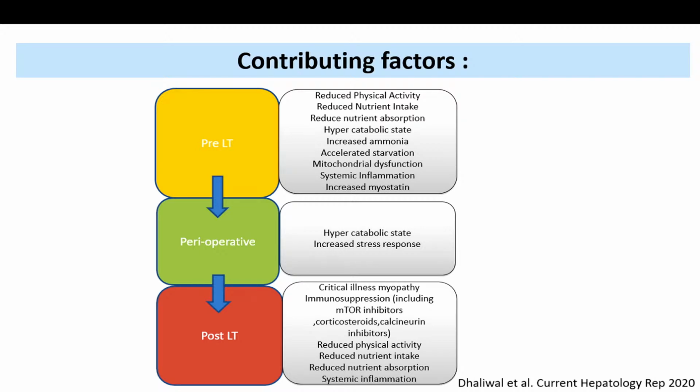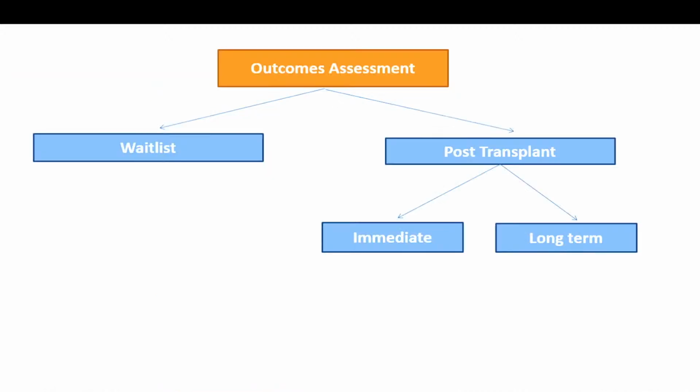If you are frail, you have these problems, and if you have these problems, you are more likely to be frail and sarcopenic. For example, in the post-transplant period: critical illness, myopathy, the immunosuppressive drugs, corticosteroids, CNIs, reduced physical activity, reduced nutrient intake, reduced nutrient absorption, systemic inflammation. All these factors contribute to the patient having a very bad situation and making them sarcopenic. Similar factors are there in the pre-transplant period, and of course, transplant itself is a very hypercatabolic state with an increased stress response.